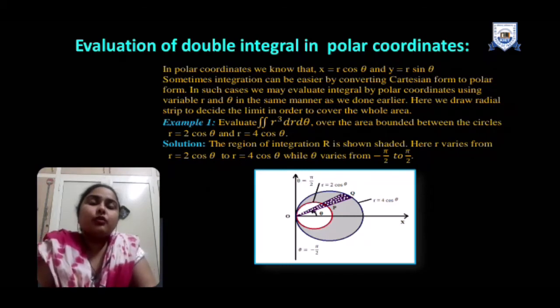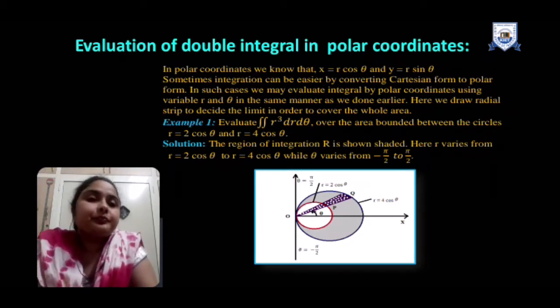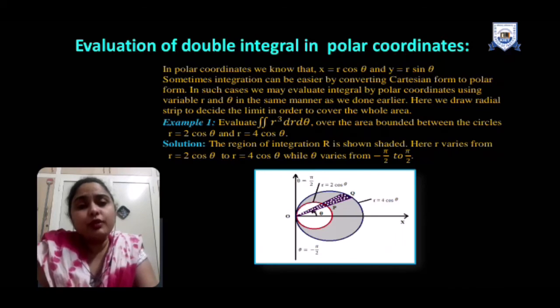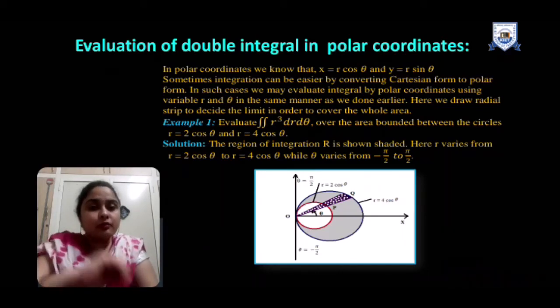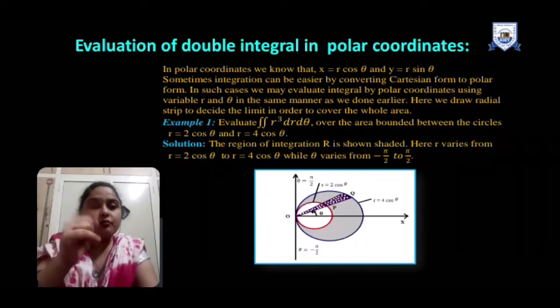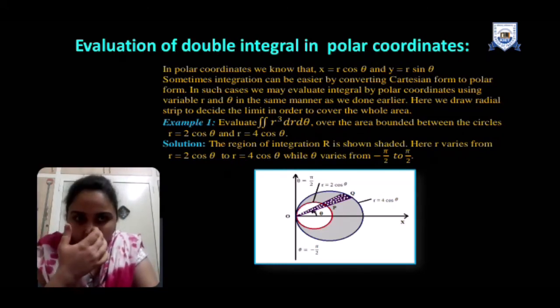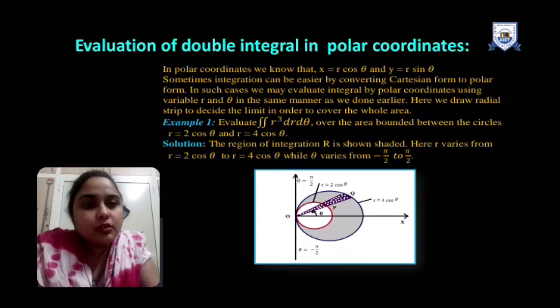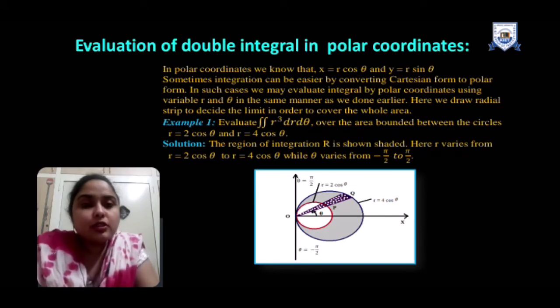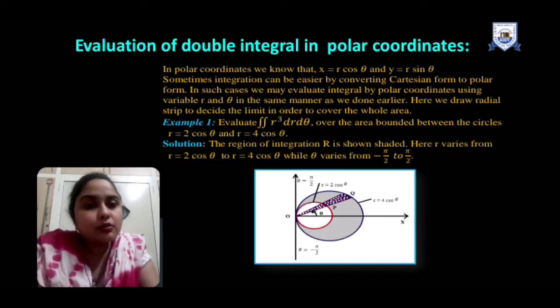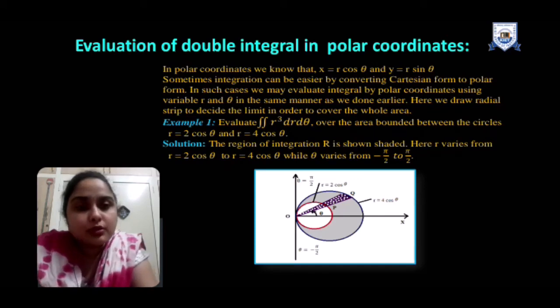In Cartesian form we use the xy plane, and in polar form we use the polar plane, in which the radial vector revolves around from some angle to some angle, that is denoted by theta. The region of integration R is shown shaded. Actually, in this question the region is bounded by two circles, r equals 2 cos theta and r equals 4 cos theta.